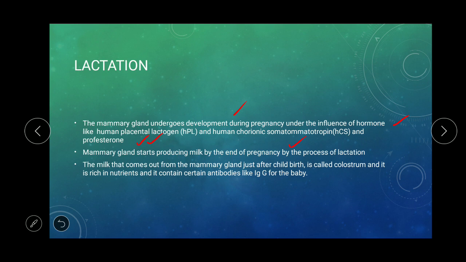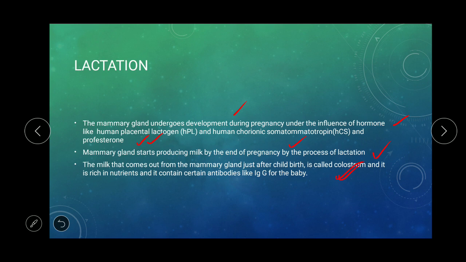Under the influence of progesterone, HCS and HPL, the mammary gland undergoes development, that is, the alveoli become a little bit bigger, and start producing milk by the end of pregnancy through the process of lactation. Lactation is stimulated by the suckling of the nipple by the baby, and the milk that comes out from the mammary gland just after birth is called colostrum.